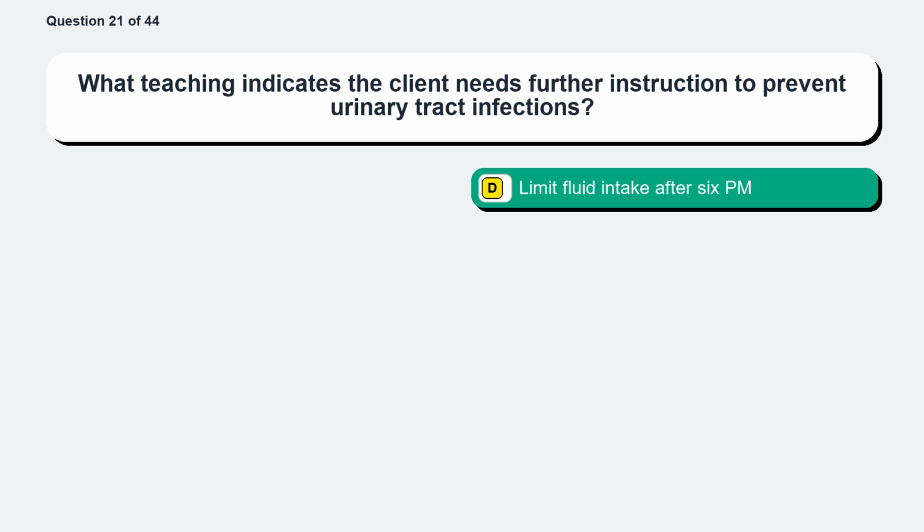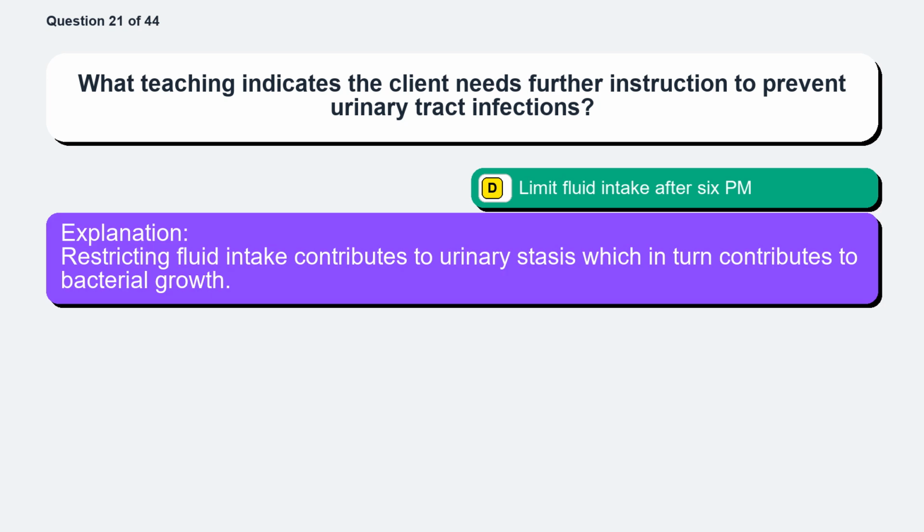The correct answer is option D, limit fluid intake after 6 p.m. Restricting fluid intake contributes to urinary stasis, which in turn contributes to bacterial growth.